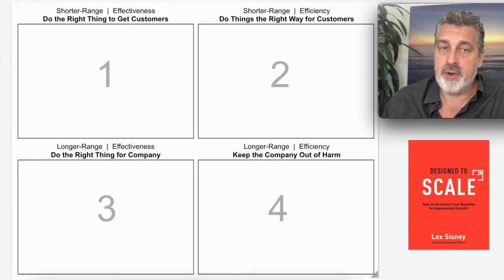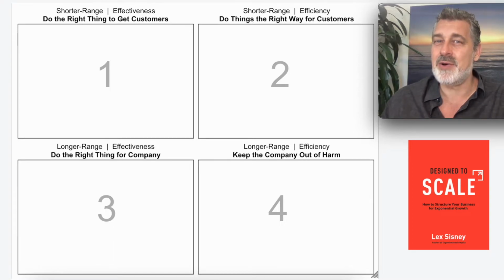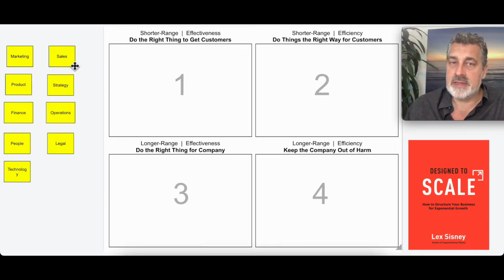Now I'm going to start with four easy examples and then show you some more interesting examples to tease out how this map works and why it can be so useful. Here to the left of the structure map, I have some yellow post-it notes, and on this post-it note, I've written the function sales. Okay, so what quadrant would you place sales into? One, two, three, or four? That's right, quadrant one. Do the right thing to get customers.